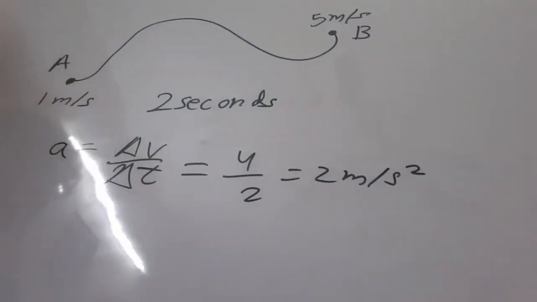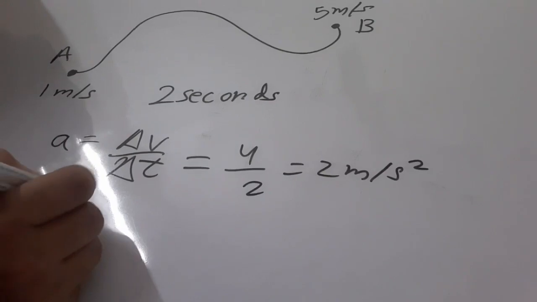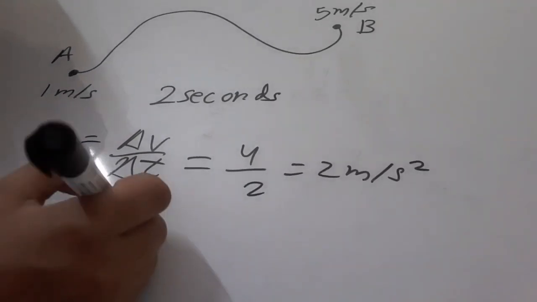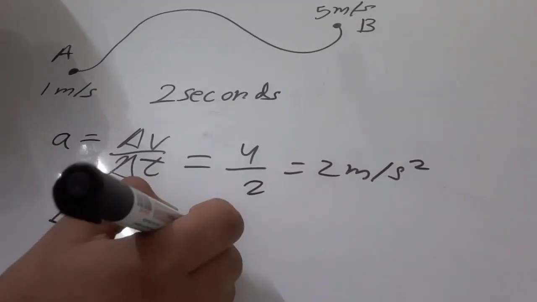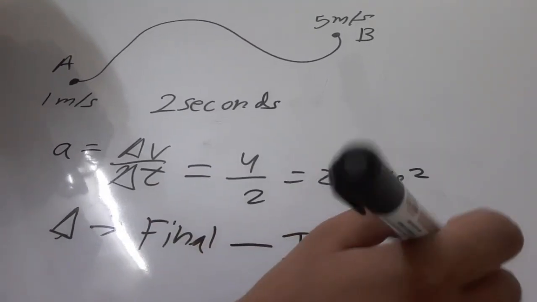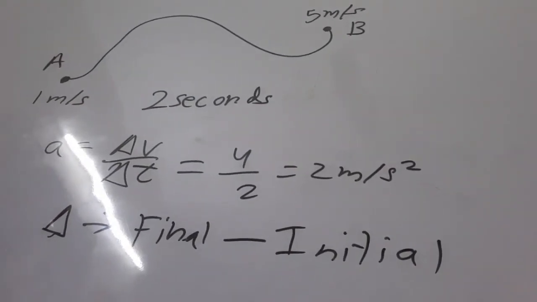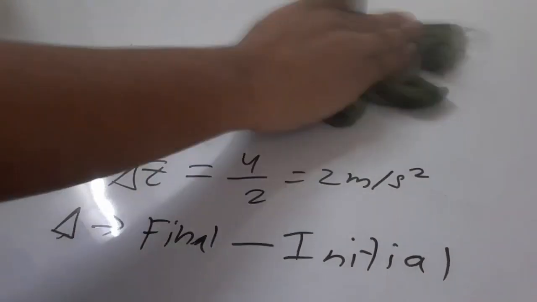Always remember, the change is always calculated as the final state minus the initial state. It's always the final minus the initial. It's never initial minus final. So that means that, let's take one more example.